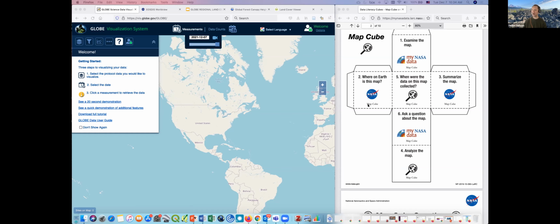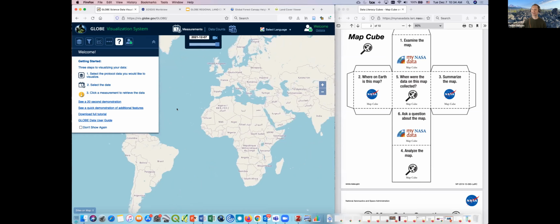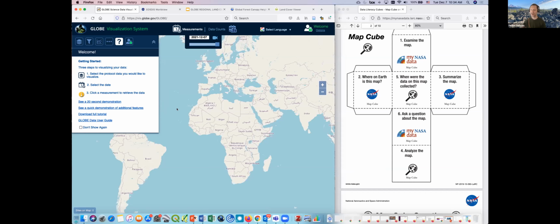So you should always examine the map that is there. The first thing, orient yourself. I find it always interesting that when I go to the globe visualization system, it tends to focus right on the United States for me. So that's one of the first things that we need to do, is actually orient ourselves to our region of interest.